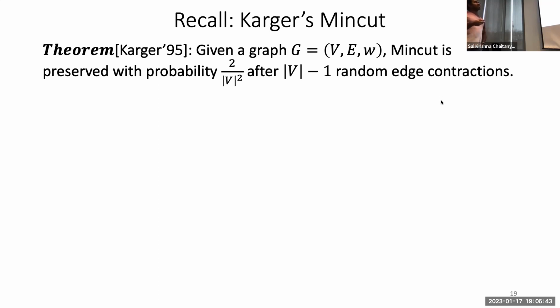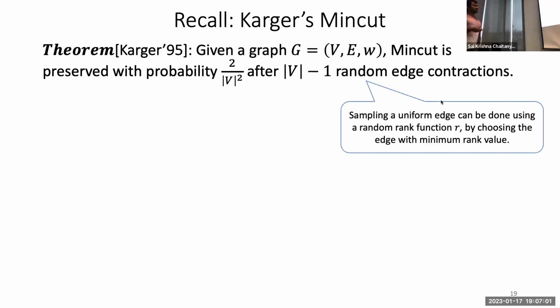Given a graph G = (V, E, W), which is weighted, the min cut is preserved with probability 2 over V squared. Which means after V minus 1 random edge contractions, the graph that we get preserves the min cut with probability this much. That's the statement given by Karger. And he showed that random edge contractions can actually be done by sampling a uniform edge. That can be done by using a random rank function, choosing the edge with minimum rank value. So I'll just briefly explain this idea here.